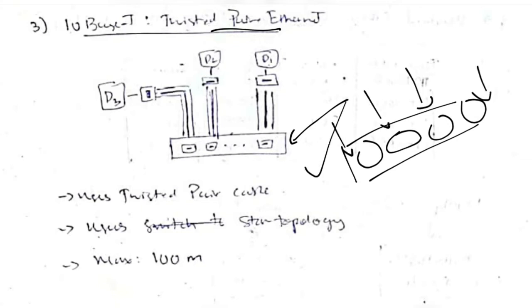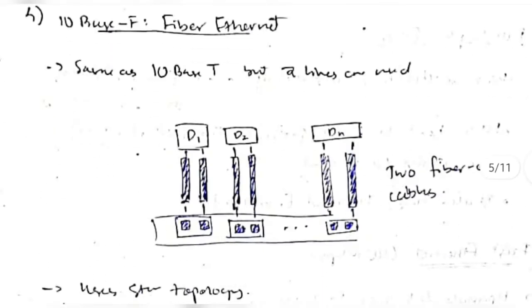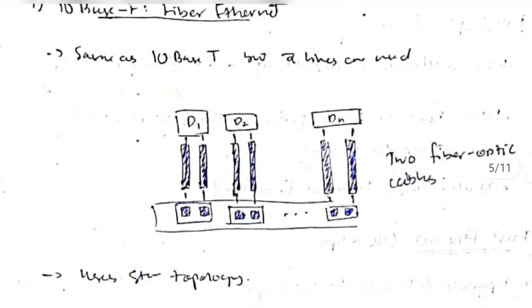Okay, this is the same thing. It cannot exceed 100 meters, and it uses star topology. Okay, and the last one is fiber Ethernet. It's very costly because it uses optical fibers to transmit the data, and it also uses star topology, but it can be extended to a large distance. Okay, like 2000 meters, maximum 2000 meters.